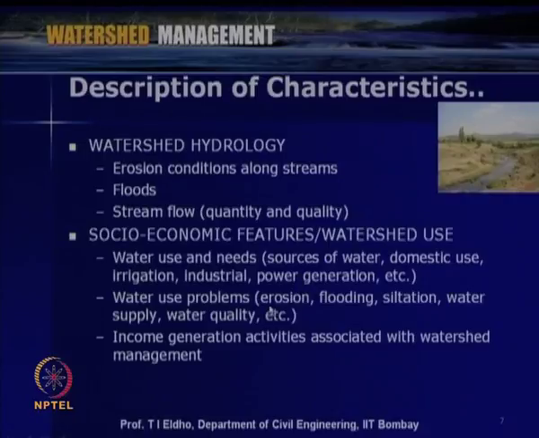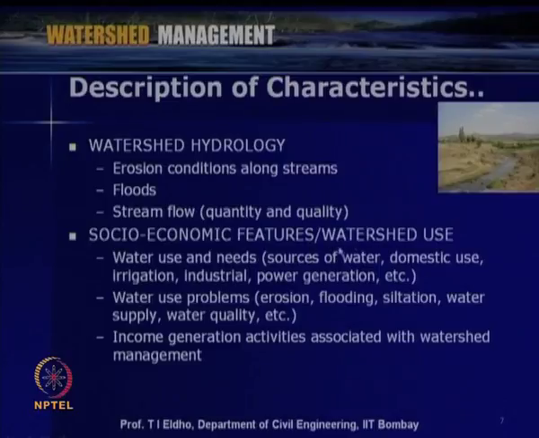Then water use problems. With respect to the usage of water within the watershed, given the conditions available, there can be problems of erosion, flooding or siltation. Then for domestic or industrial water supply, what is the condition of the quality of the water, like water quality.